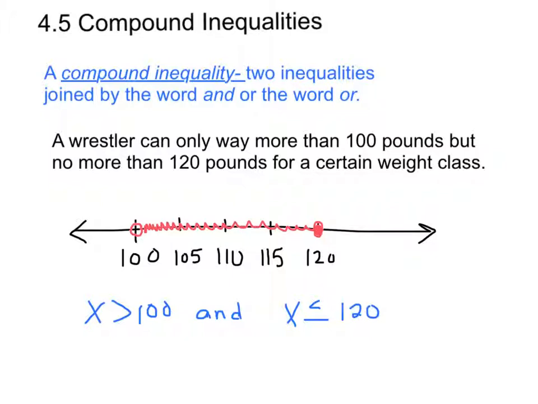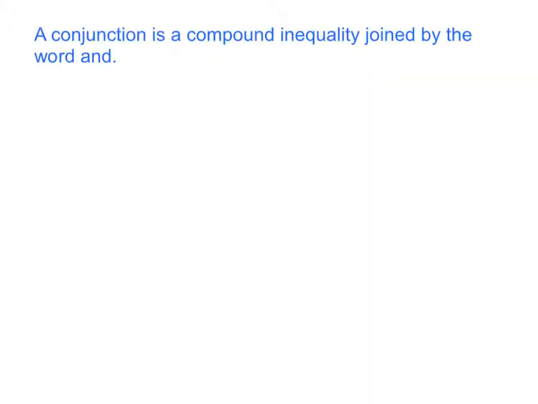The other way to write this would be 100 is less than x, which is less than or equal to 120. Either one of these mean the same thing. I can take this inequality and reverse it, and it's the same thing. If x is greater than 100, then 100 is less than x, which is also less than or equal to 120. What this means is his weight is between 100 and 120, but also includes 120. So a conjunction is a compound inequality joined by the word and. So let's do some examples of this.